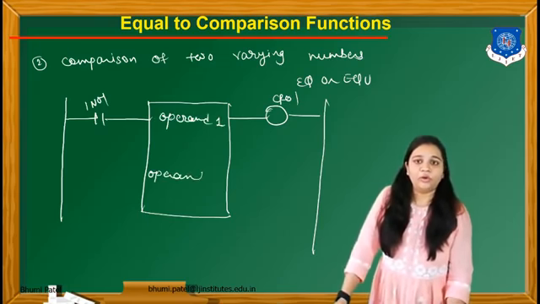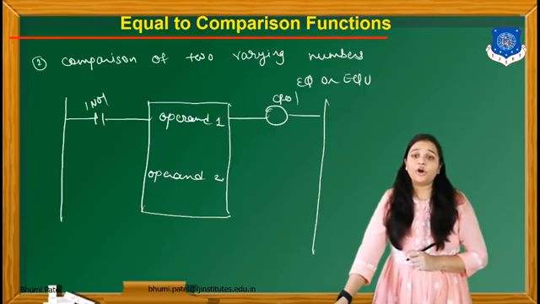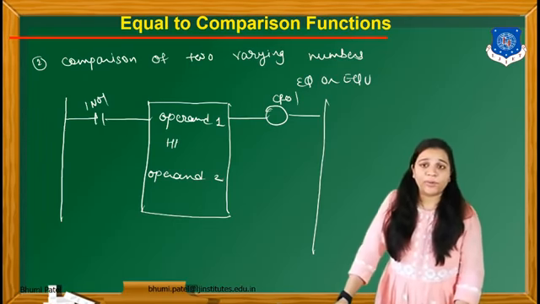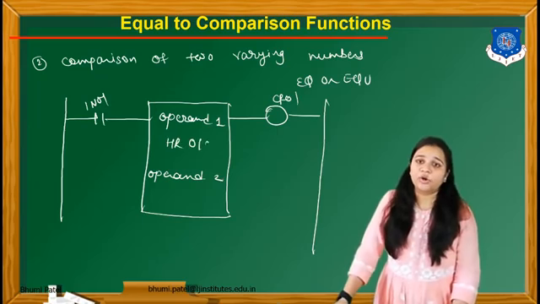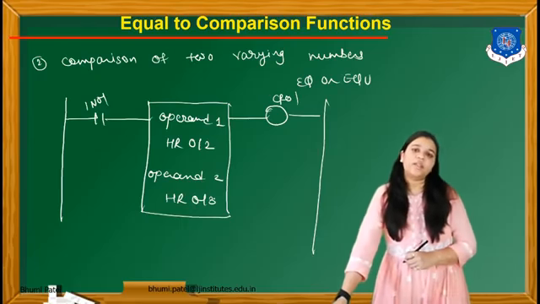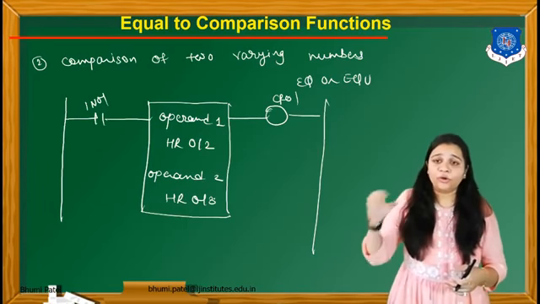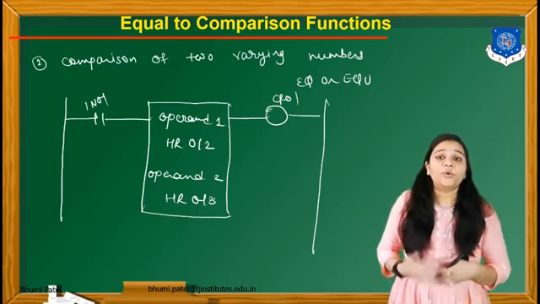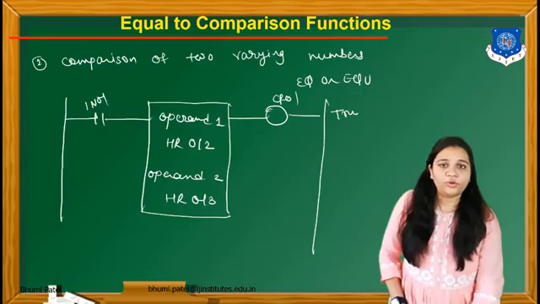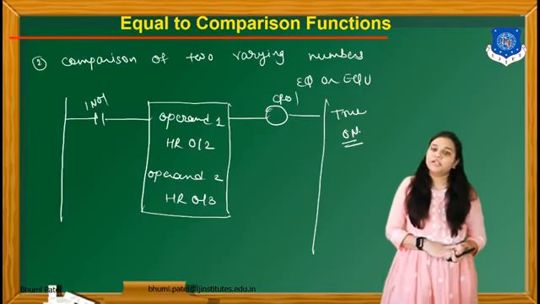Now you have to compare the two varying numbers. We don't know the value of operand 1 or operand 2. So for that we take, in operand 1, suppose HR012, and in operand 2, HR013. They will continuously check the values of holding registers 12 and 13. If both values are equal, it will be true and the output goes on. Otherwise my output will be continuously off during this program.